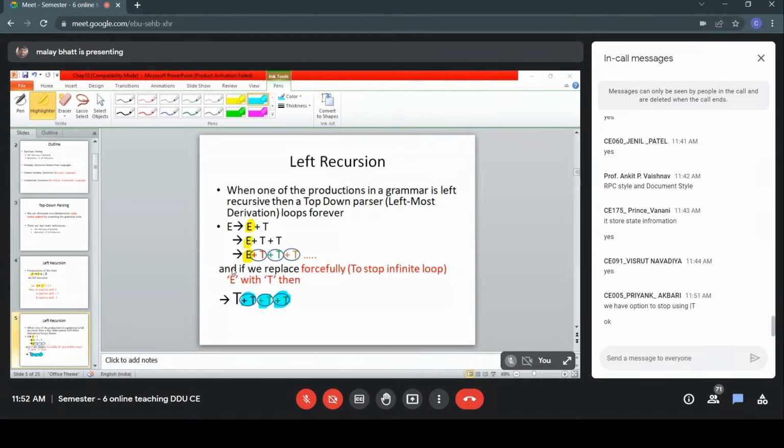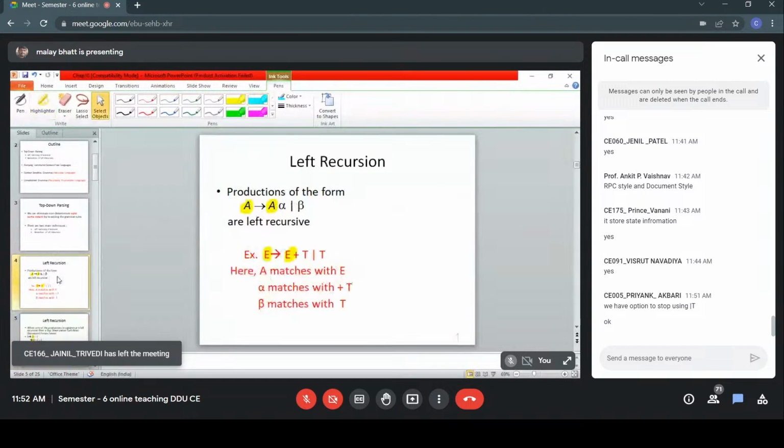In left factoring, what we have discussed is that two alternatives have the same form. Both begin with the same symbol. So we have a confusion: which alternative is correct? Here in left recursion, you can see the alternatives are different: E plus T or T.